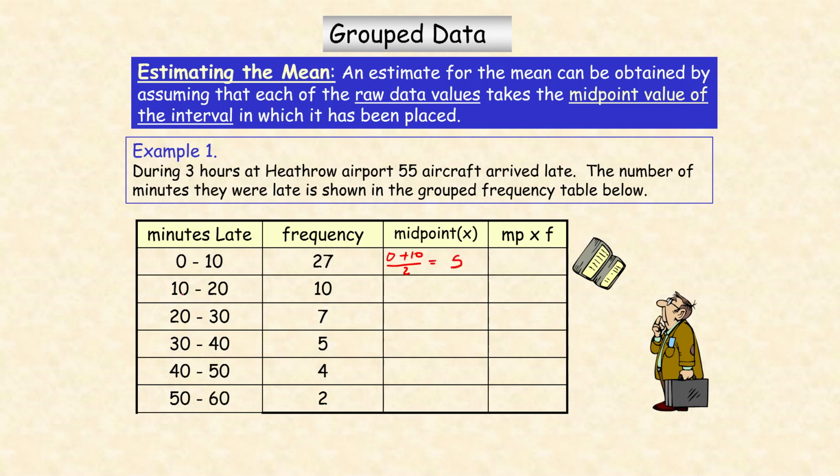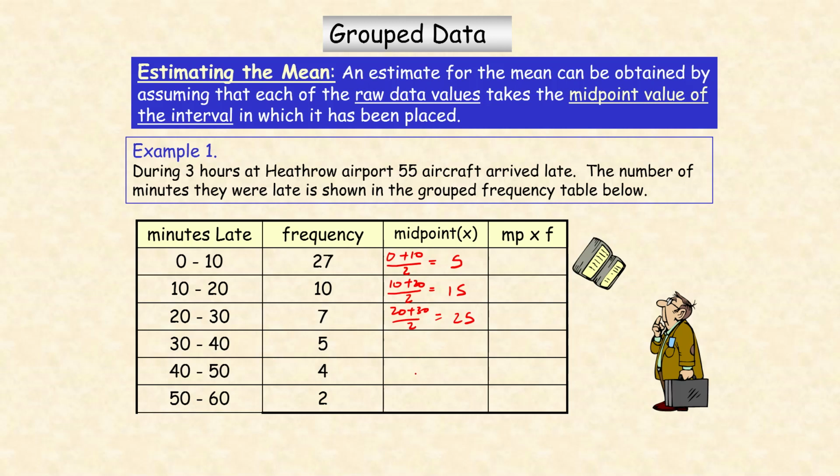The next one is 10 to 20. So we do 10 plus 20 divided by 2, and work that out. 10 plus 20 is 30, divided by 2 is 15. We work out the next one, 20 plus 30 divided by 2, that's going to be 50 divided by 2, so it's 25.